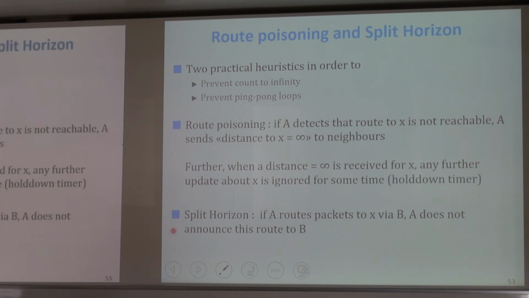And second, split horizon, which is just a common sense rule, says: if A routes packets to destination X via B, then A does not announce this route to B. Because if I go via B, that means B knows a better path than what I know, because I rely on the path of B. So I should not send that information back, which will stop the ping-pong game, at least in theory.